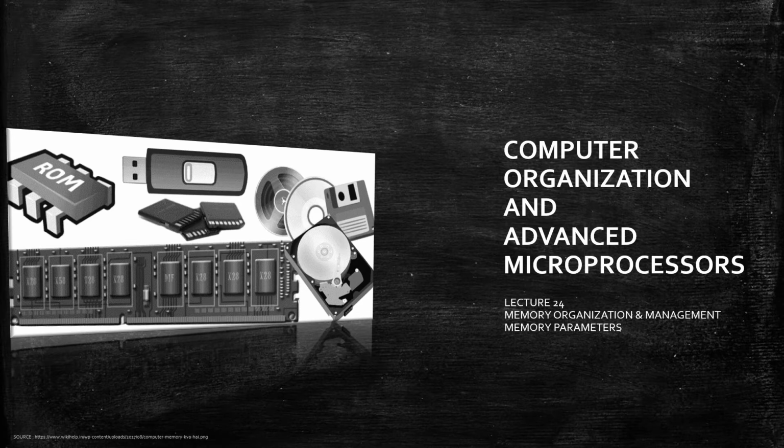We have started the topic memory organization and management from the last video, right? And we have seen what is memory. We also correlated the computer memory with the human brain, how computer memory stores the data and how it works, right? Basic things we have seen in the previous video. Today we'll discuss some important memory parameters. What are the different memory parameters that we will learn? So let's start.